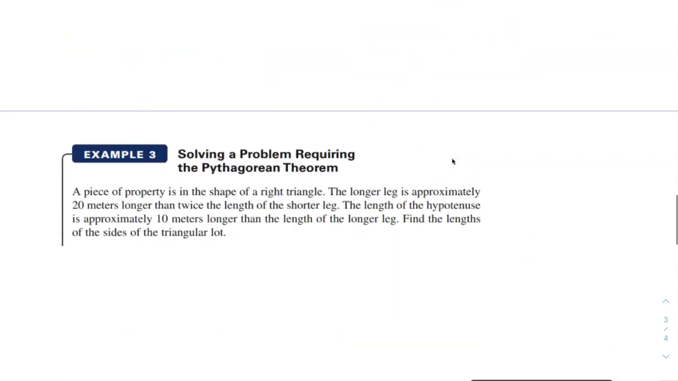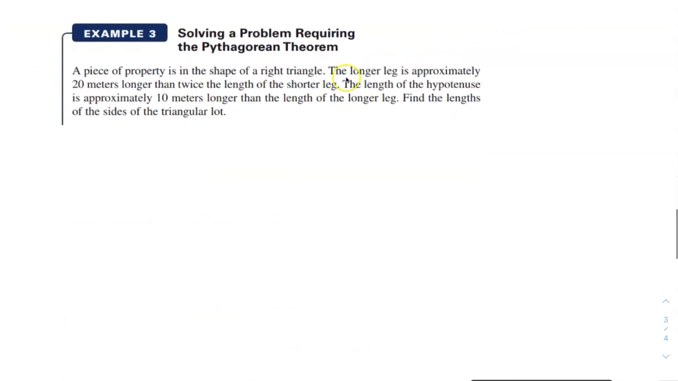Let's do another one. Pythagorean one. A piece of property in the shape of a right triangle. That's an unusual piece of property. Let's draw it. Here's a right triangle. The long leg is approximately 20 meters longer than twice the length of the shorter leg. So we have two legs here. Let's make one shorter like that, and then this one's the long one. So the longer leg is approximately 20 meters longer than twice the shorter leg.